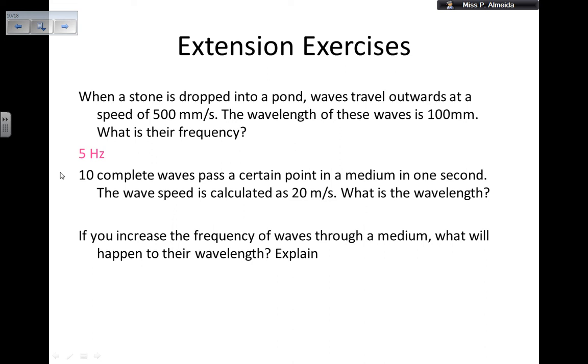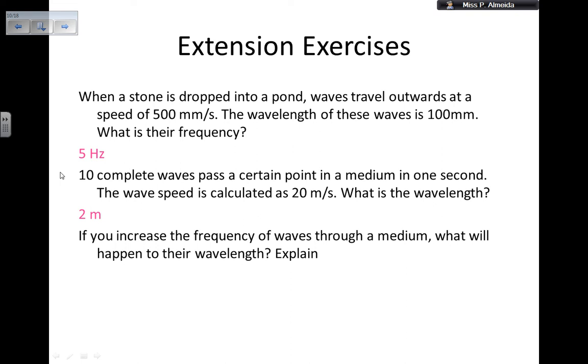10 complete waves pass a certain point in a medium in 1 second. The wave speed is calculated to be 20 meters per second. What is the wavelength? So again, I need to rearrange the formula that says that wave speed equals frequency times wavelength. If I want wavelength, I do the speed over the frequency. So I do 20/10. So this will be 20 meters per second divided by 10 hertz, or 10 1/second. So the 1/seconds cancel out.